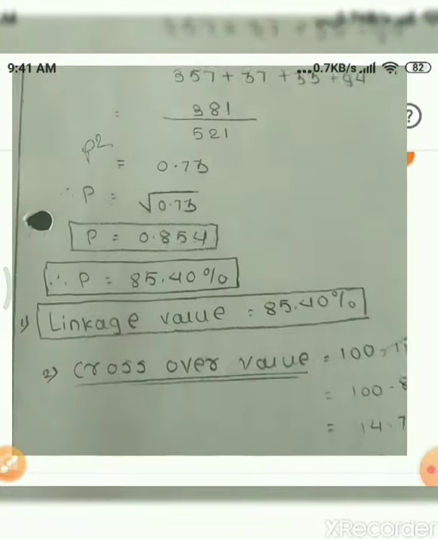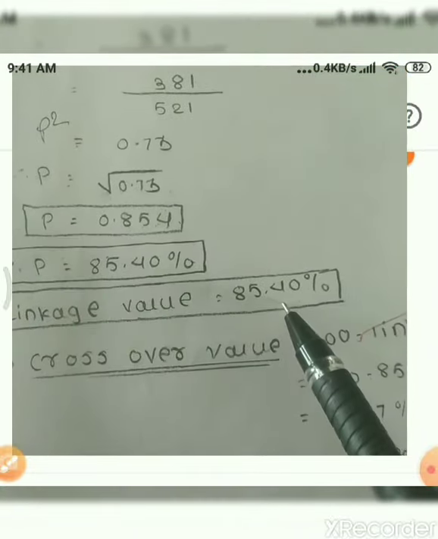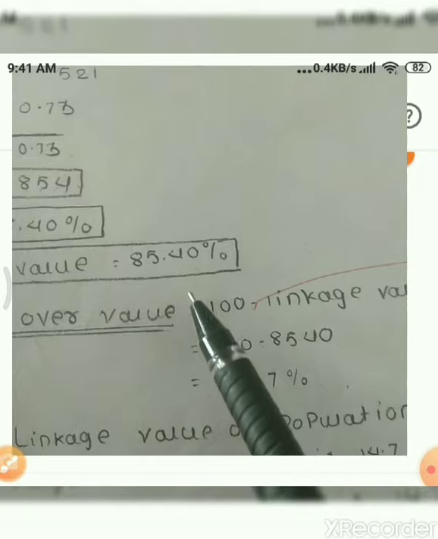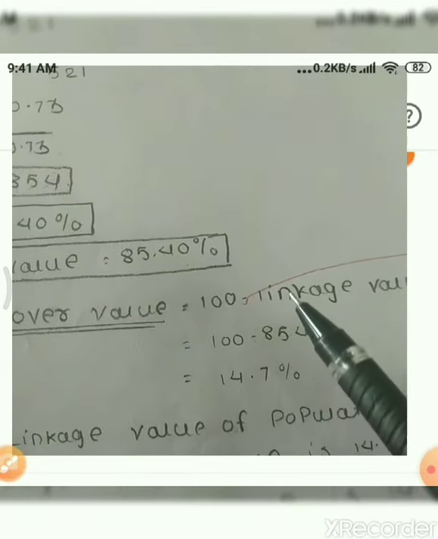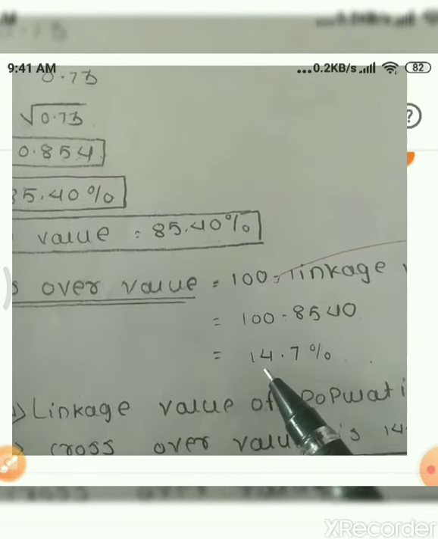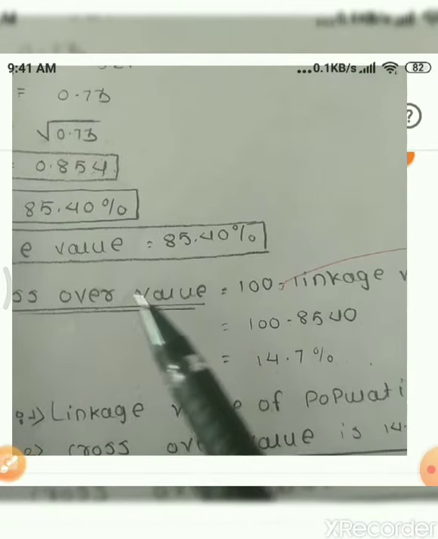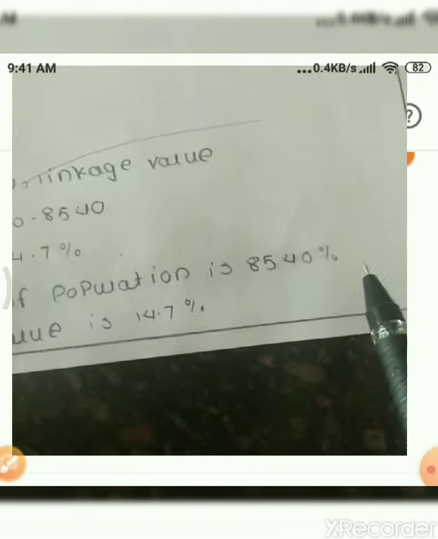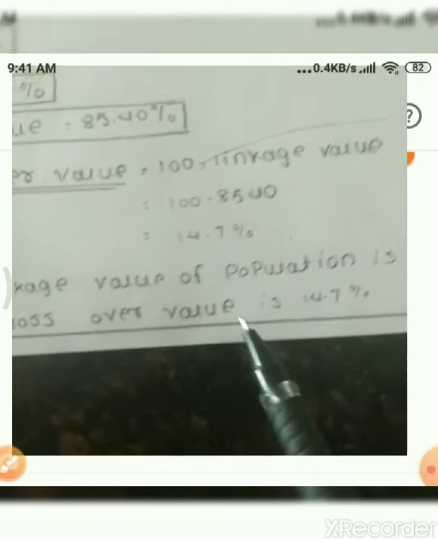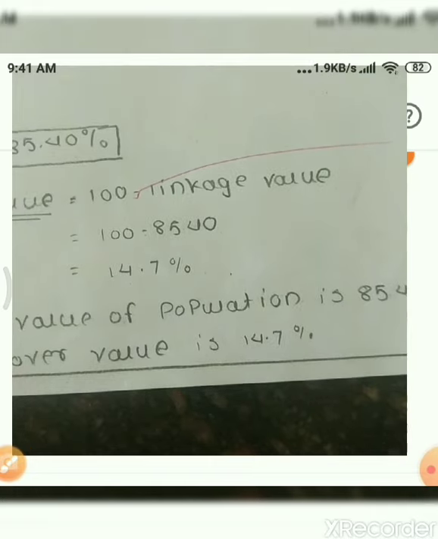And whenever we have this linkage value, subtract it from 100. The final overall answer will be 14.7 as the crossover value. Finally, write down the results. That is, the linkage value of the population is 85.40 and the crossover value is 14.7%.